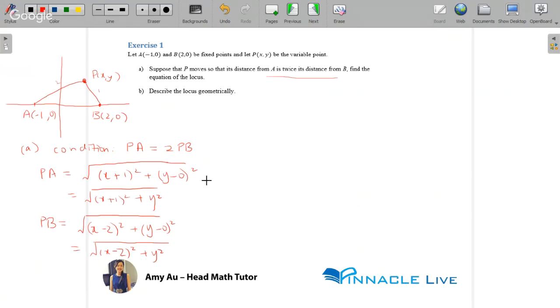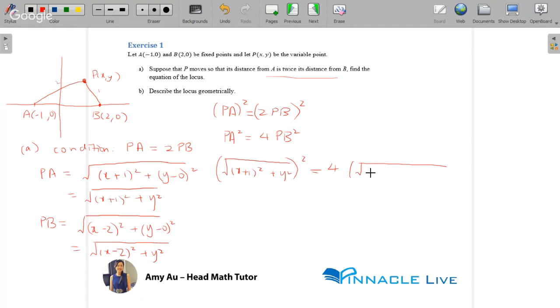Okay, so once we've got that, usually, because distance has a square root in it, how you're going to sub it into the condition is this. Instead of using PA is equal to 2PB, just square both sides. Don't forget to square the 2 as well. So we want to use PA squared is equal to 4PB squared. And then now we sub these two in there. The square gets rid of the square root, and we're going to fully expand everything as well.